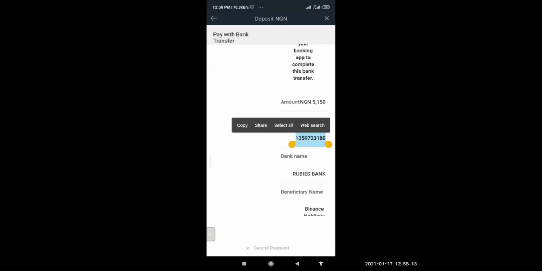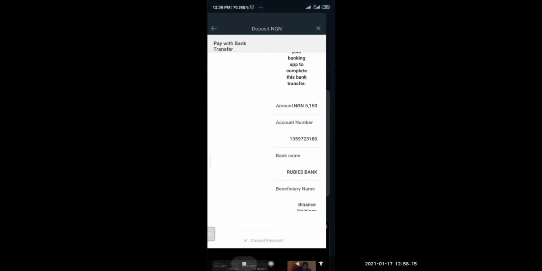So from there you place the account, you just copy it here like this, long press, you copy, you come back here, you just paste it here like this, and then you enter the amount. Let's say, for example, 5150. Okay, what is this for? Personal.